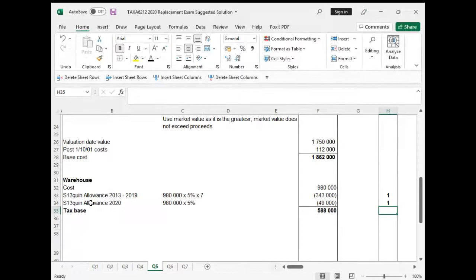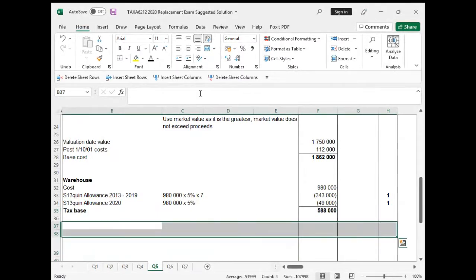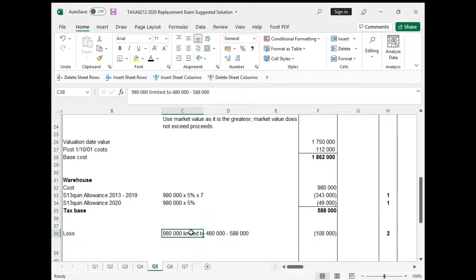But now we have to work out the recoupment. We've sold this for 480. Okay, so we've actually sold it for less than what it's worth. So then we get a section 11 allowance. So our 980, which was our original cost, is now limited to the 480, which is the actual sales value, the lower of the two. And we deduct the 588, giving 108,000.